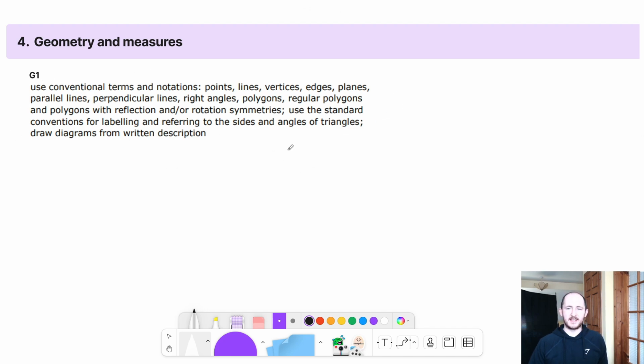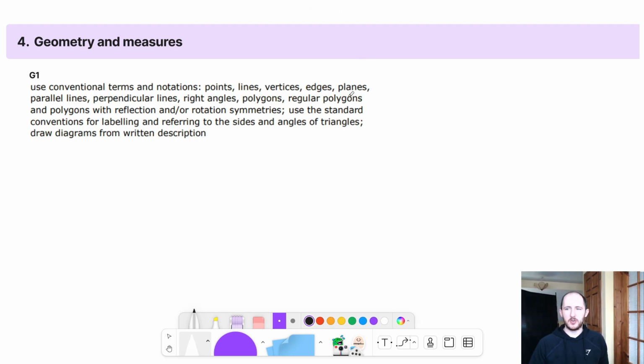Basically you need to know a bunch of different terms. Points just refers to a certain position. Lines is almost the same thing as an edge. A line is just a straight line, right? A vertex is a corner. That's what we call corners now, okay? An edge is a side of a shape, 2D or 3D.